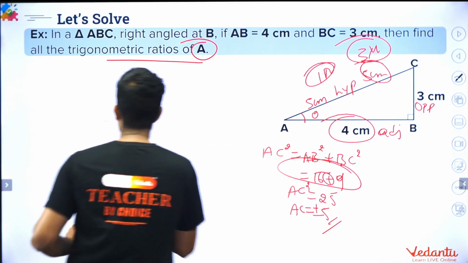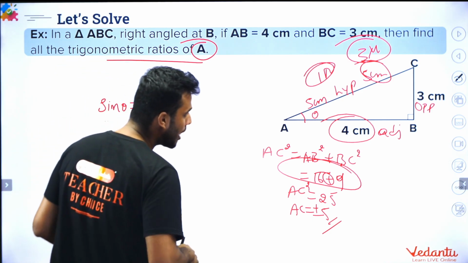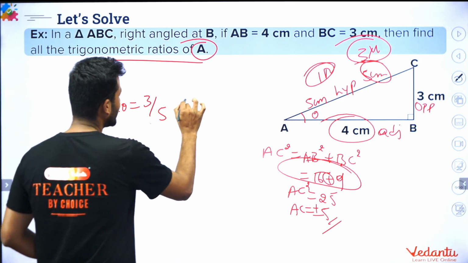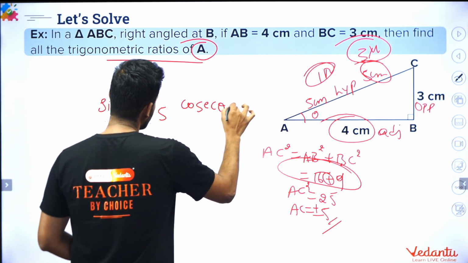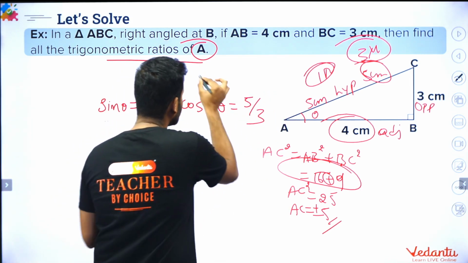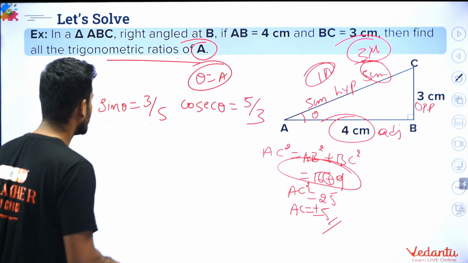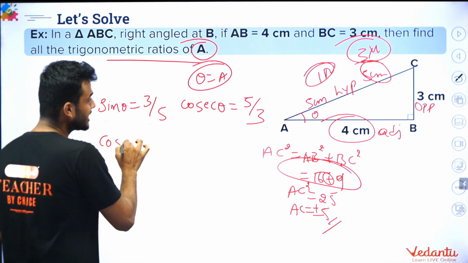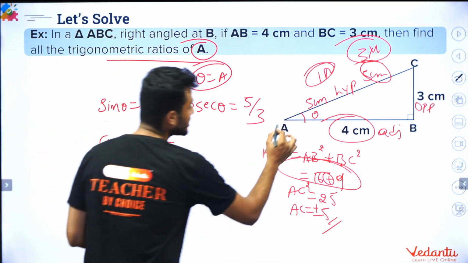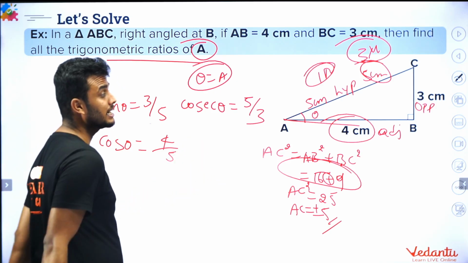5 centimeter. What is sin theta? Sin theta is equal to opposite by hypotenuse. What is the opposite value? It is 3. So 3 by 5. What is cosecant theta? Cosecant theta becomes 5 by 3. You need to mention theta is equal to A. First only consider theta is equal to A. What about cos theta? Adjacent by hypotenuse, 5 is common here, 4. The adjacent is the side present next to theta.